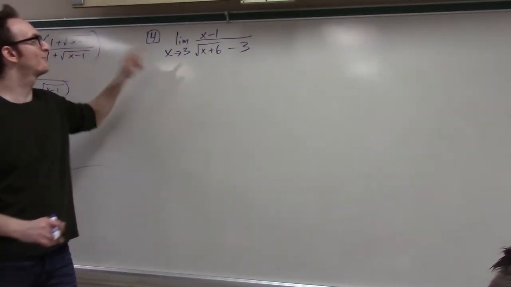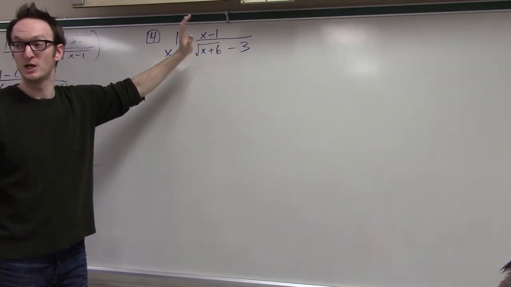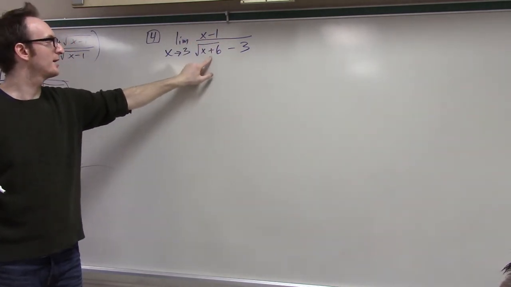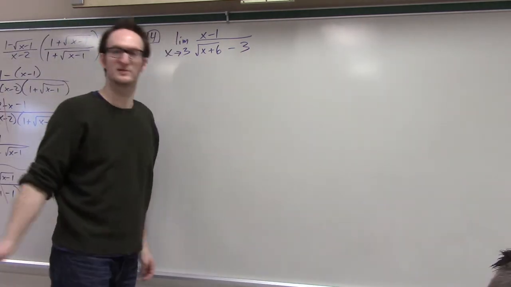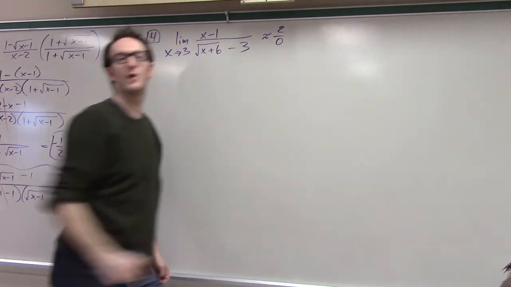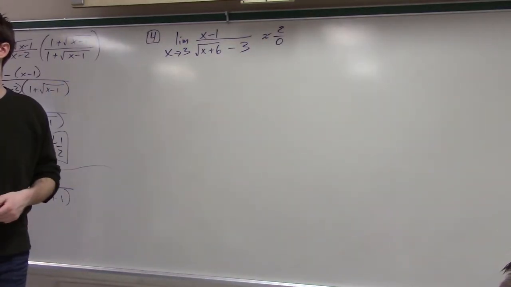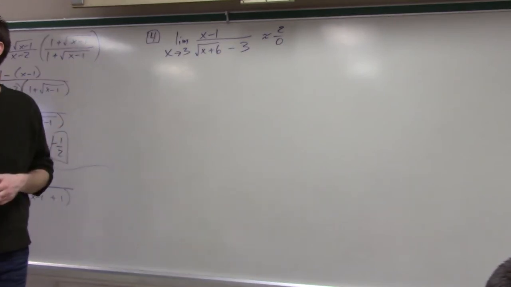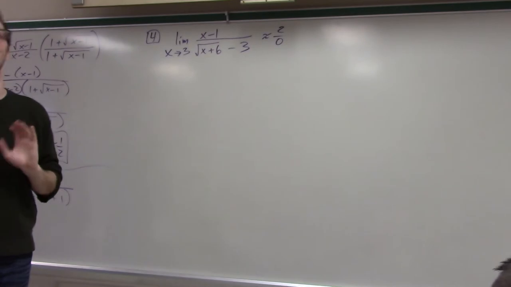So, let's see. If we plug in 3, the numerator is pretty much 2. The denominator is pretty much 0. So this is not a 0 over 0 situation. This is a 2 over 0 situation. What is 2 over 0? Garbage. Okay, actual 2 over 0 is garbage, but this is not actual 2 over 0.